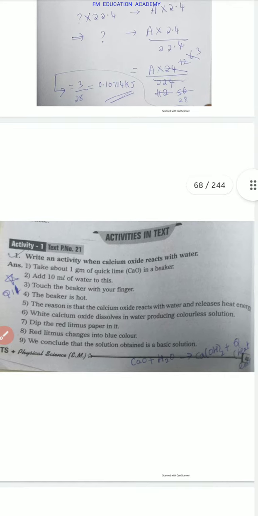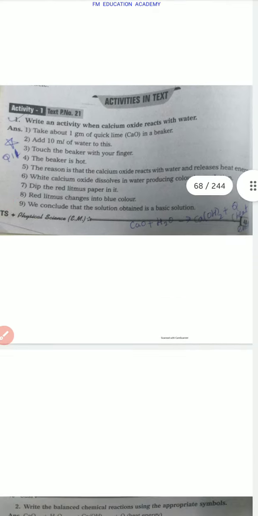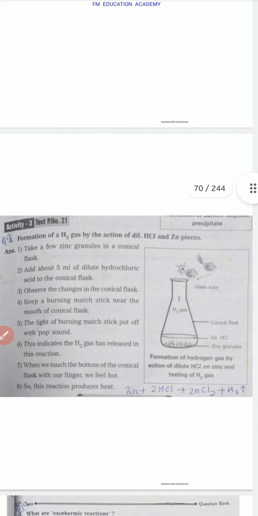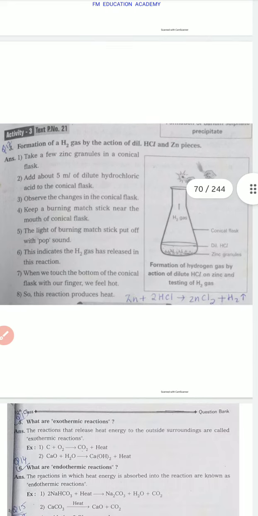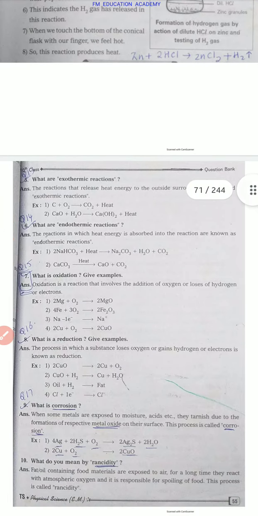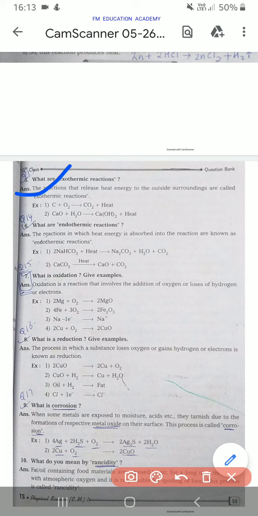Next, this question can be asked. Activity when calcium oxide reacts with water. Write the balanced chemical equation using appropriate symbols. CaO plus H2O giving rise to Ca(OH)2 plus Q. That you have to balance. Then the formation of hydrogen gas with the action of dilute HCl and zinc pieces. Then see the questions which I am marking with a star.